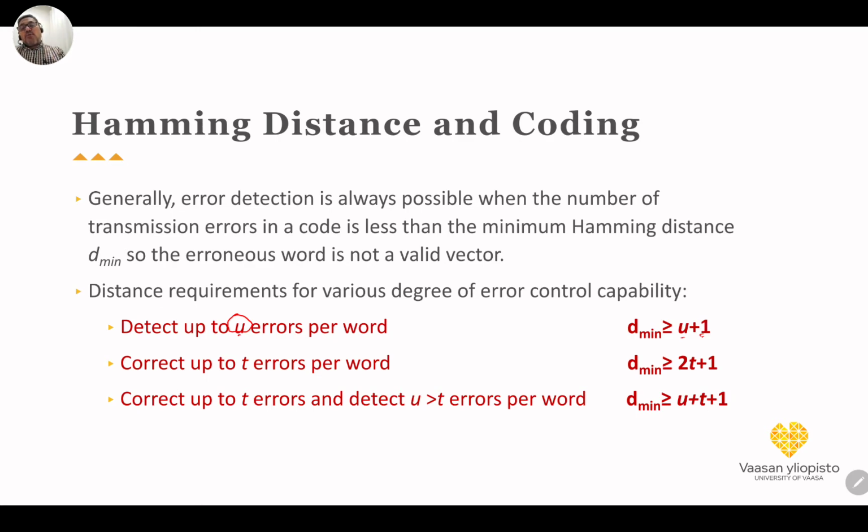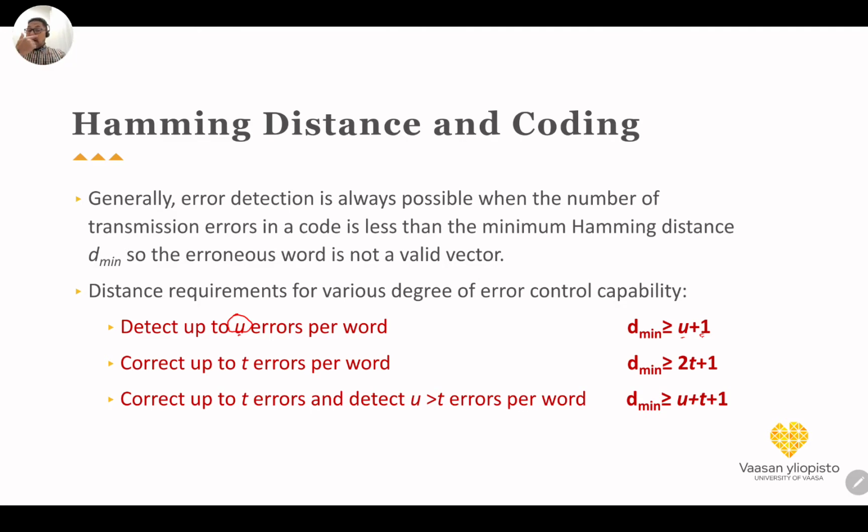Okay, and if you want to correct up to t errors per word, then the minimum distance should be at least 2t plus 1. For example, if you want to detect and correct one error, then the minimum Hamming distance must be 3. So 2 times 1 plus 1 is 3.